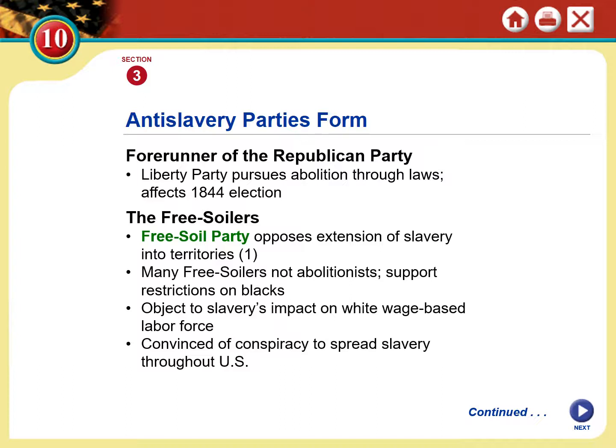You see, they didn't want to have to compete for jobs. They didn't want their people to have to compete with slaves for work. They were concerned about the effect of slavery on wage-based labor. Because if you look at the South, not many people were moving into the South. The South wasn't really industrializing. People couldn't find jobs in factories in the South, and so the South did not develop as quickly. And the Free Soilers, again, were opposed to slavery just purely on economic grounds.